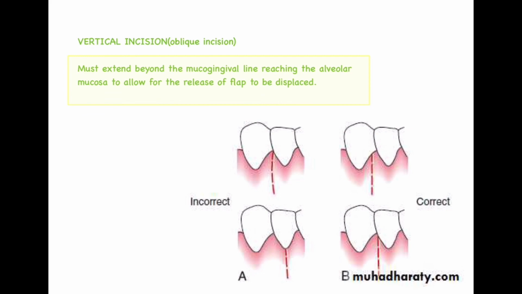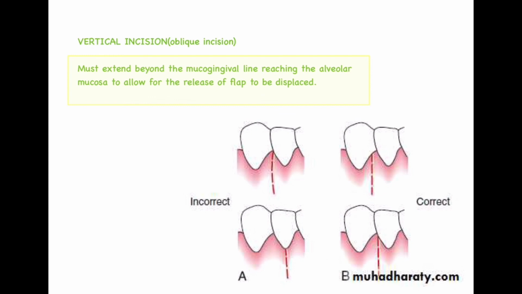Okay, and this incision must extend beyond the mucogingival line and it should reach the alveolar mucosa so that it can allow for the release of the flap to be displaced. जब तक हम फ्लैप को पूरी तरह कट ऑफ नहीं करेंगे हम उसे डिस्प्लेस नहीं कर पाएंगे. So therefore the vertical incision is very important in order to release the flap from its origin.